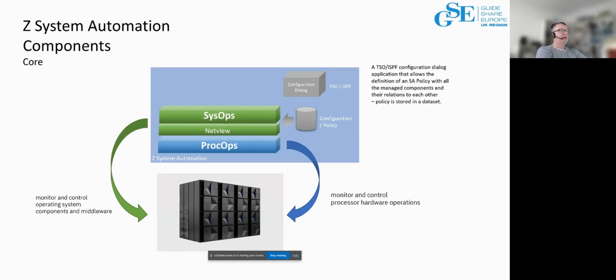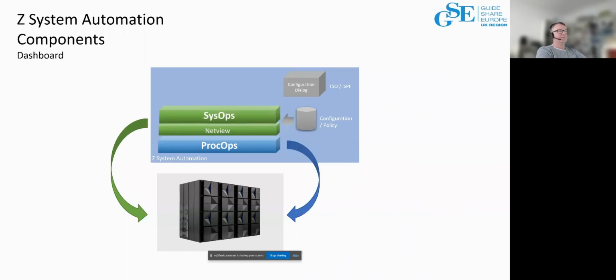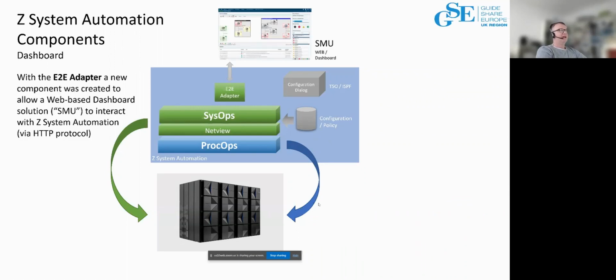Now let me continue with what we did in the last years to enhance those components. The first addition was a process which we call the end-to-end adapter process, that allowed us to add a modern dashboard UI. It's a web UI on top of it, so that people are not forced to log into NetView and use 3270 commands to interact with System Automation. They can use the SMU web dashboard.